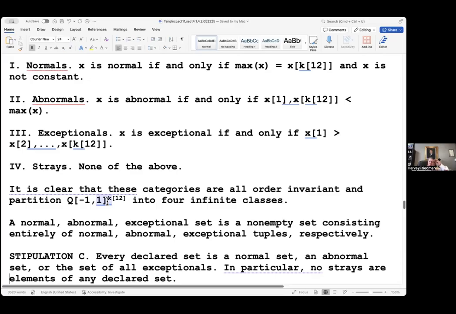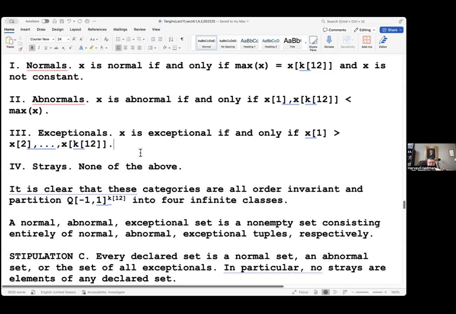There may be other terms which are maximal, but you can't go to the extreme and make it constant. A constant tuple is not normal. A normal one means the last term is the largest. Abnormals means the first and last terms are smaller than the max. So these are very different than the normals, the abnormals. The exceptionals are when the first term is strictly bigger than all the rest.